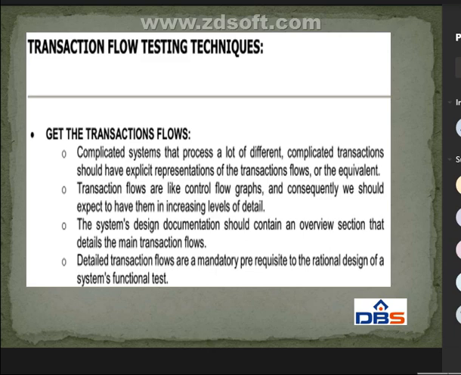The system design documentation should contain an overview section that details the main transaction flows. Okay, next one, the detailed transaction flows. Here the detailed transaction flows are mandatory. It is a prerequisite to the rational design of the system's function test. It is the main thing of the system's function test, and the detailed transaction flows are a mandatory prerequisite.